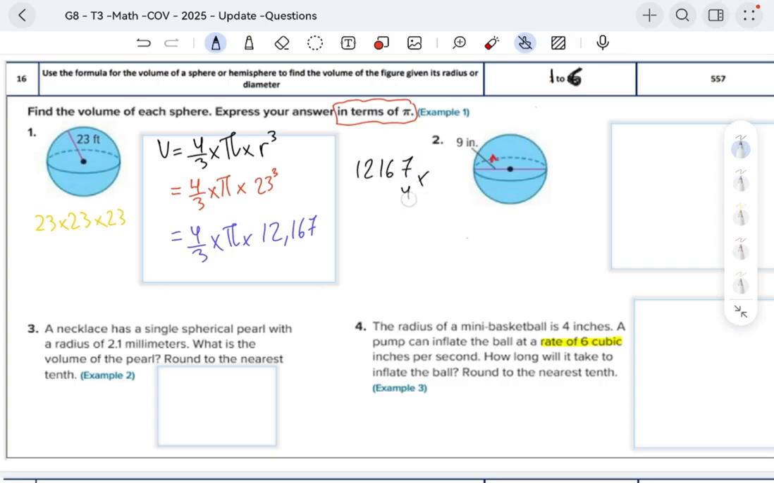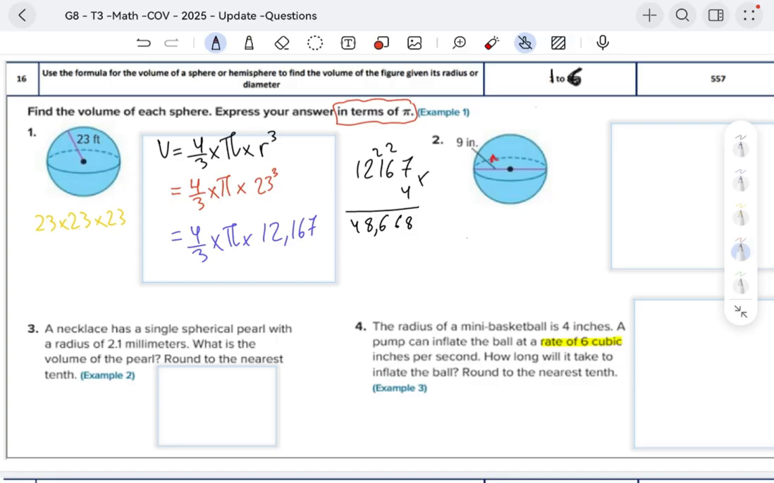12,167 times 4. 4 times 7 is 28. 4 times 6 is 24, plus 2 is 26. 4 times 1 is 4, plus 2 is 6. 4 times 2 is 8. 4 times 1 is 4. So we have 48,668. Now we're going to divide this by 3.